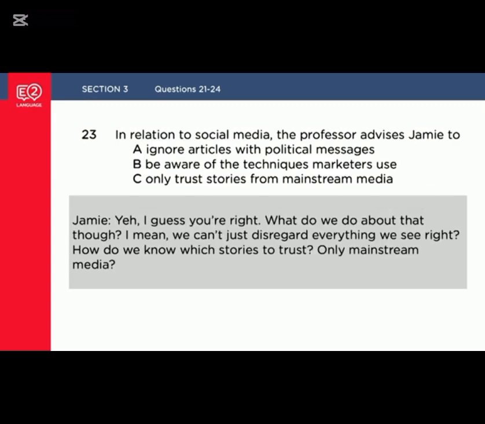Jamie says, I guess you're right. What do we do about that, though? We can't just disregard or ignore everything we see, right? How do we know which stories to trust? Only mainstream media. So I'm hearing vocabulary here from A, B, C, but remember that the question is asking me about the professor. What does the professor advise? So all this stuff from Jamie is actually irrelevant.